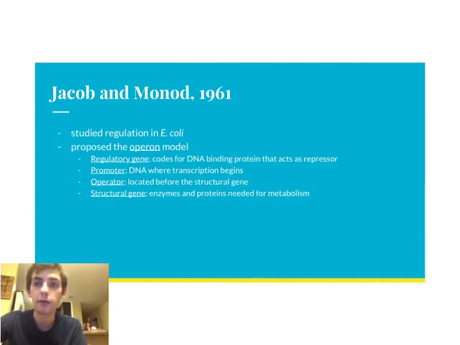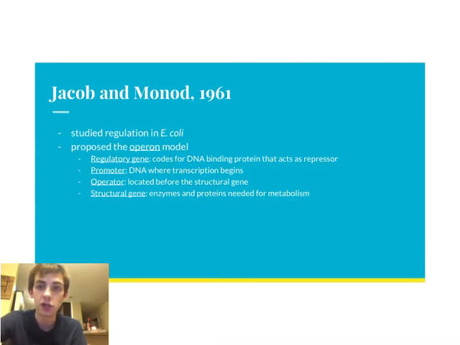Now I'm going to go through a couple of terms here and then I'll show you a diagram, but it's very important that you understand these terms before continuing in the video because they will come up again. We have a couple of parts of an operon. You have something called a regulatory gene. This is typically right before the operon. It's a part of the DNA, and it's going to code for a DNA binding protein that acts as a repressor.